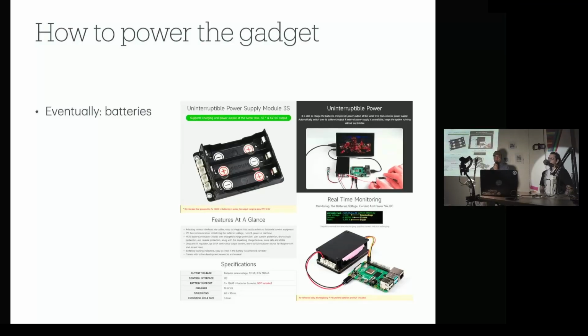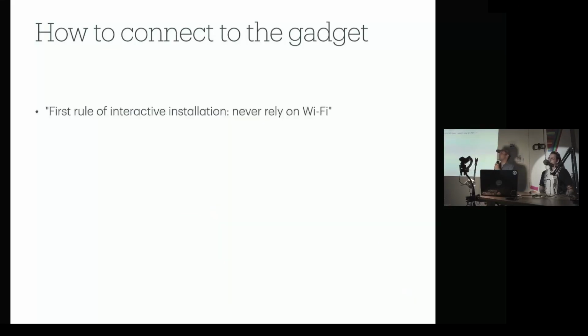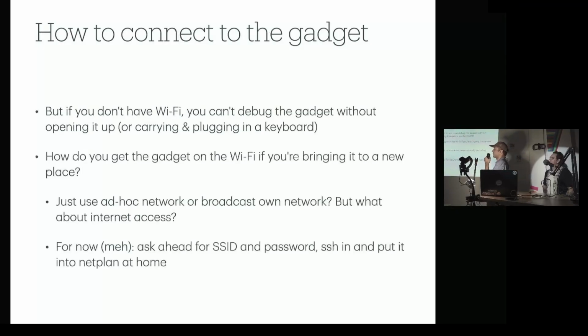Next big issue is connecting to the Gadget. I remember meeting somebody who is an art and tech person and does a lot of interactive physical installations, and they said the first rule of doing any interactive installation is you never rely on Wi-Fi. Never rely on Wi-Fi. And unfortunately, we do rely on Wi-Fi. This thing's not going to be plugged into Ethernet. We're walking around the room, pointing at things. I think it might be good to do Bluetooth low energy or something, but anyway.